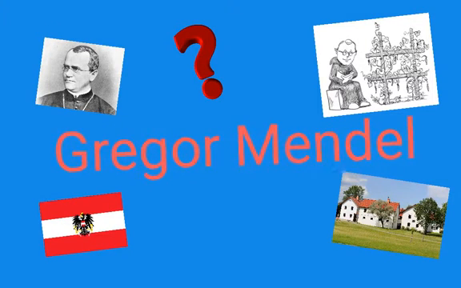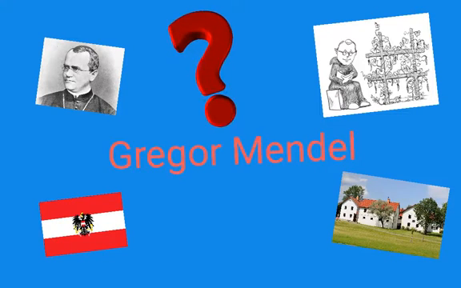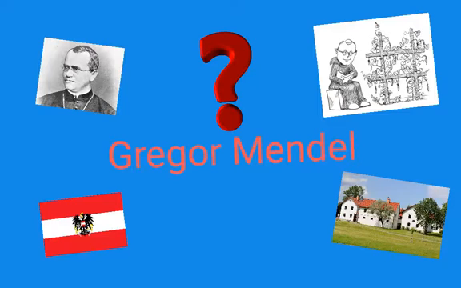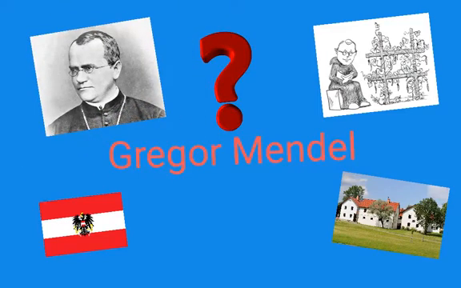We are going to talk about Gregor Johann Mendel. Who was Gregor Mendel? He was an Austrian monk who discovered the basic principles of heredity through experiments in his garden. Known as the father of modern genetics, he was born in Austria in 1822.